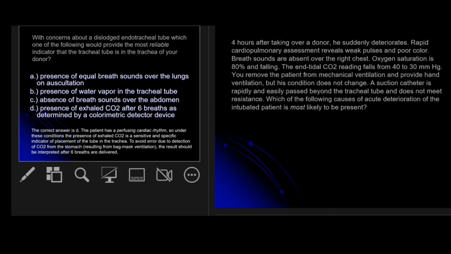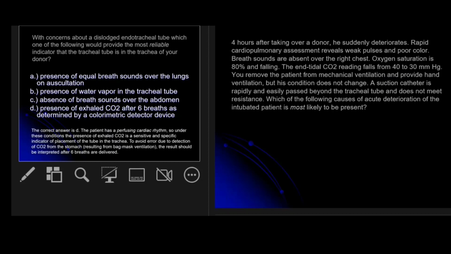The answer is going to be D. The correct answer is going to be D. If the patient has a perfusing cardiac rhythm, then you can rely on the exhaled CO2 as a sensitive and specific indicator.